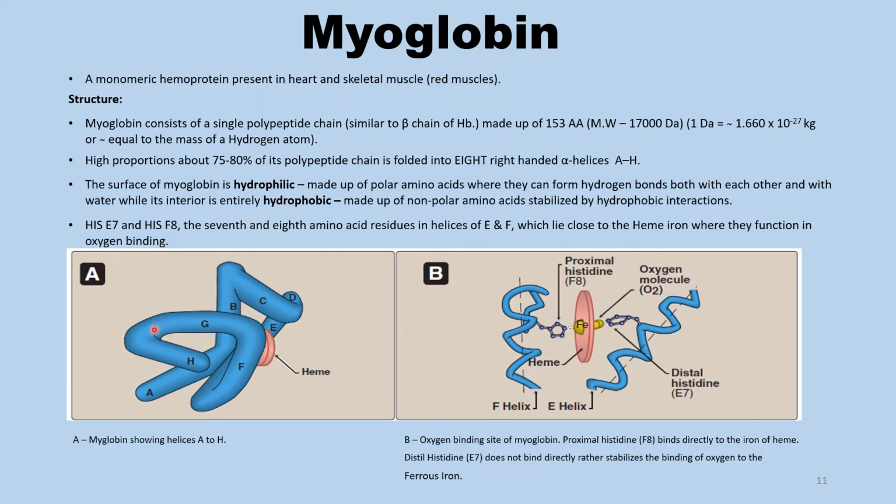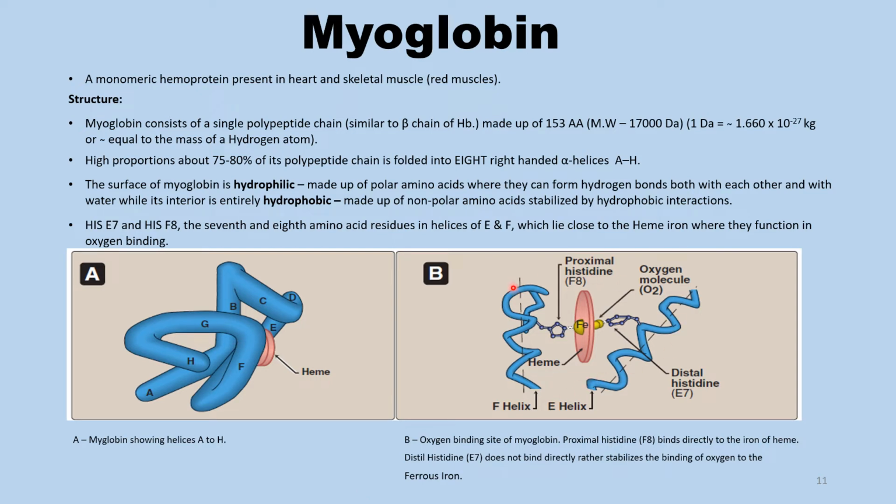The alpha helix E and alpha helix F, E at position number 7 and F at position number 8, have the histidine amino acid, which lies close to the heme iron, where they function in oxygen binding.